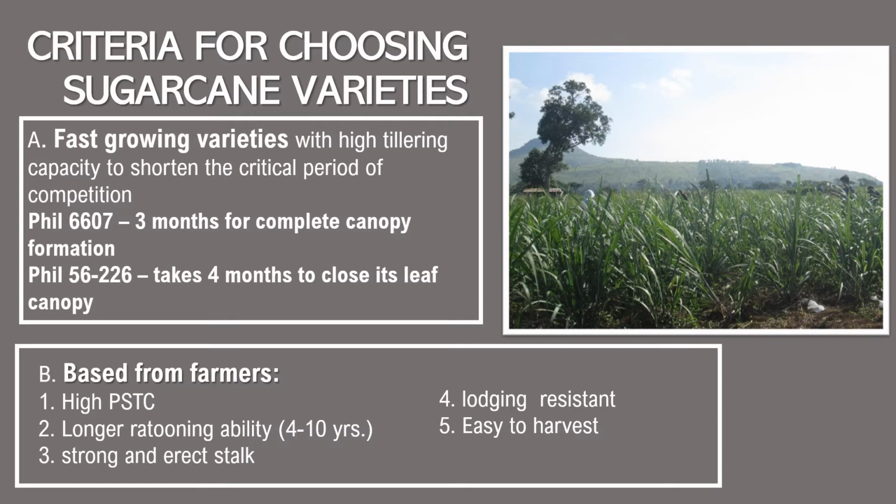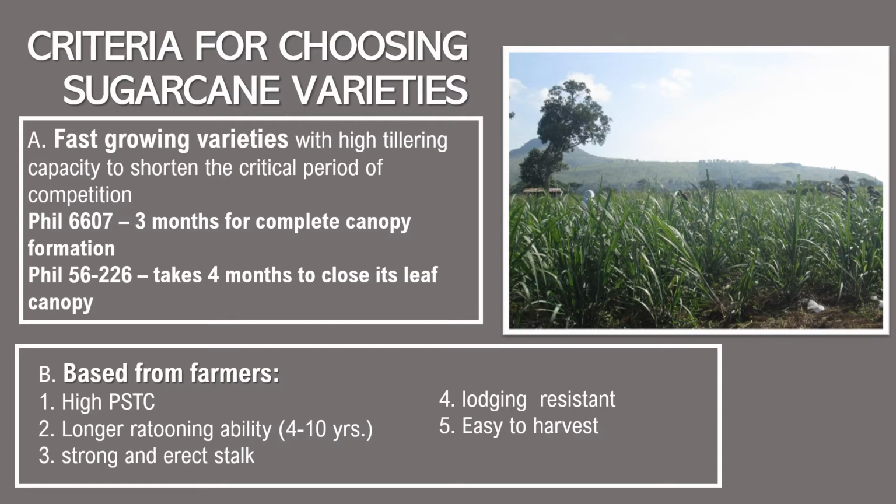We have an example, the variety Phil 6607, that requires only 3 months to complete its canopy formation. But we also have another variety, Phil 56226, that takes 4 months to close its leaf canopy. So you have to be very careful about this late closing of the leaf canopy for weed competition. If you have a lot of workers, then it's all right because you can have early weeding done.